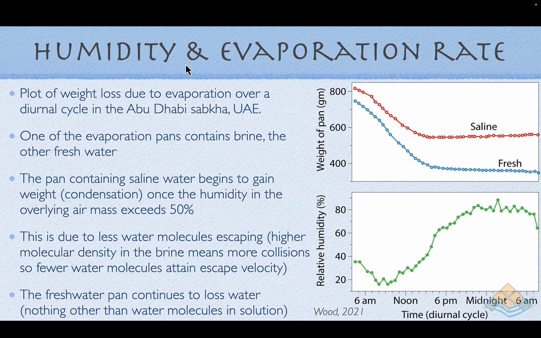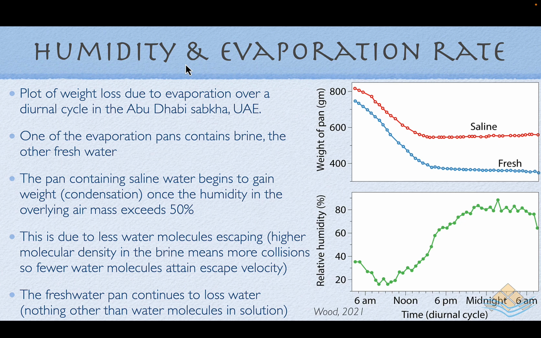Whereas with the freshwater pan, it continues to evaporate. Throughout the diurnal cycle, the pan with the fresh water in it loses weight because there's nothing in that water other than water molecules. There's no cations and anions to interfere with the rate of evaporation. So there is what we call the evaporation factor associated with measured evaporation rates in saline pans.